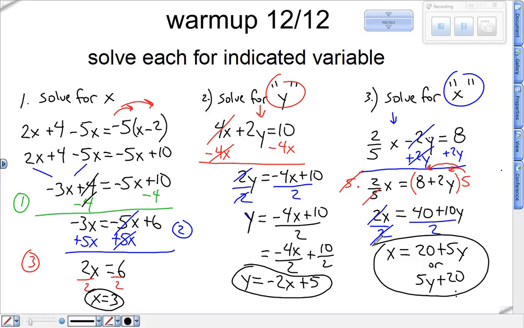I then multiplied both sides by 5. I had to distribute on the right side, taking that 5 times 8, which is 40. 5 times 2y is 10y. And then my last step, dividing everything by 2 and splitting that fraction up, taking that 40 divided by its own little 2, and then 10y divided by its own little 2. So that final answer for x is x equals 20 plus 5y, or 5y plus 20.